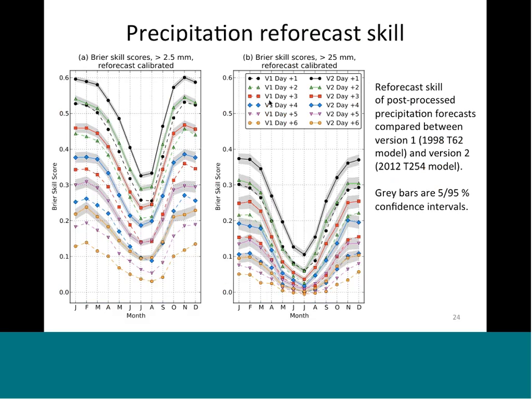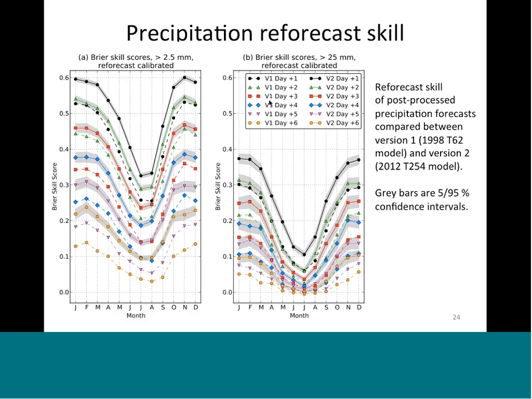This is just a comparison here of our version 2 and our version 1 reforecasts. On the left are Brier skill scores for greater than 2.5 millimeters, and then on the right, greater than 25. The solid lines are the skills at different lead times for our second generation reforecast, and the dashed lines are for our first generation reforecast.